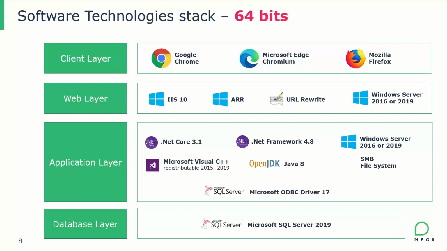The web layer is a major change here. We still use IIS, so no change, but we need to use two new components called ARR, which means Application Request Routing, and URL Rewrite. As I said, we use IIS only as a routing mechanism, so we need to define the rules to route the requests. We are compatible with Windows Server 2016 or 2019. We are not compatible anymore with 2012. So if you have any customer on Windows 2012, they won't be able to use HOPEX V5.